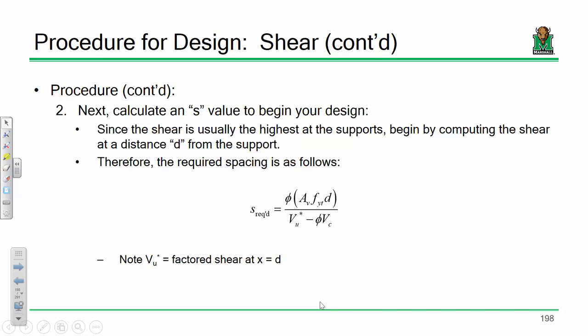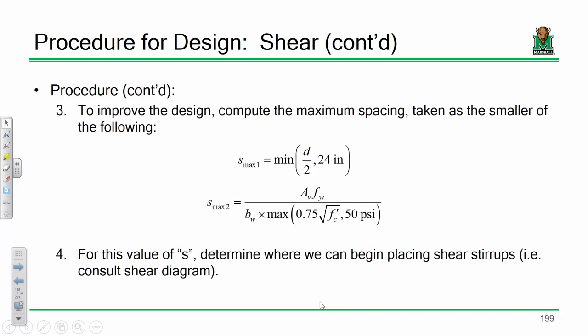What we're going to do today is take that and move on. The first thing we're going to do is calculate an S value to begin the design. When we're laying out stirrups, really what we need to know is how far apart to space them. So we're going to start off determining our first S value, and we're going to determine that based off the shear Vu star. Remember, that's the factored shear at x equals d. That's where we're going to start our design.